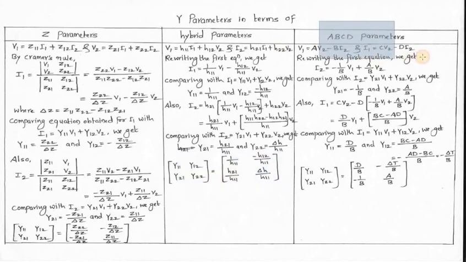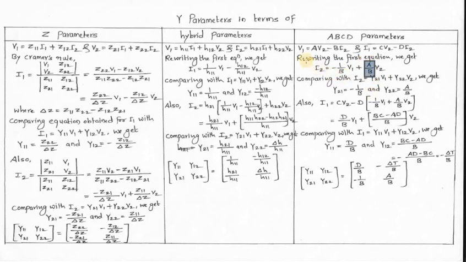Now the similar thing can be done to obtain y parameters in terms of ABCD parameters. So I would firstly write the expressions defining ABCD parameters. Then I would rewrite equation number 1 so that I get I2 in terms of V1 and V2. When I compare this expression with the standard expression of y parameters, I get to know that this must be representing y21 and this must be representing y22.